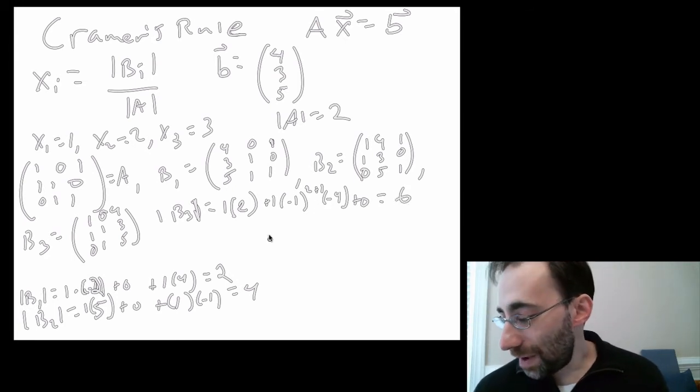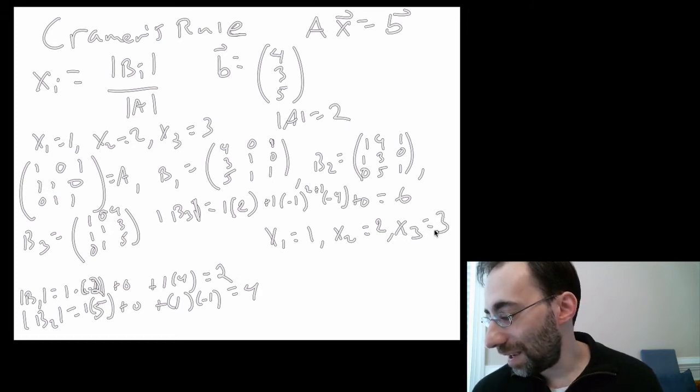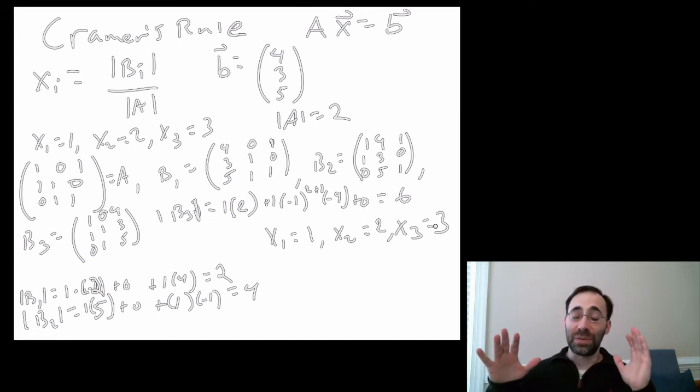And lo and behold, you have x1 equals 2 over 2, which is 1. x2 equals 4 over 2 is 2. And x3 equals 6 over 2, which is 3, and we're done. And that was the shortest one yet because we've already done this example. It works out just fine, and you see how to do it. And again, that was really too fast. I've made a mistake because it was so fast.